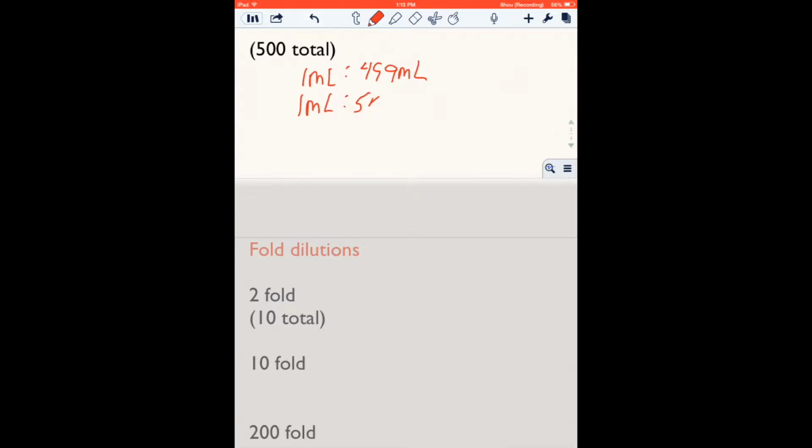Sorry guys, I can't write very well. To 500 mils of your solvent. Practically, it's not going to make a difference. Even though in theory and principle, 500 is a different number than 499, because the difference in numbers is so large, it doesn't make a practical difference.